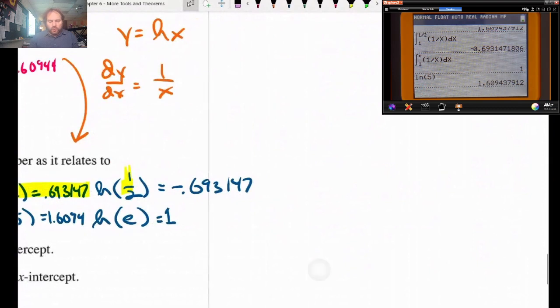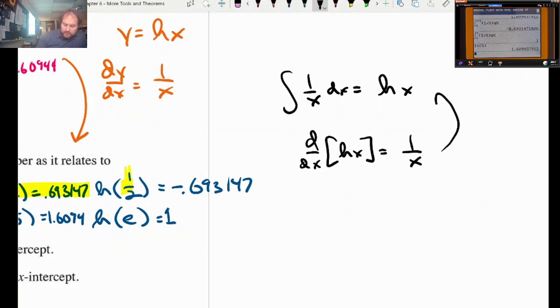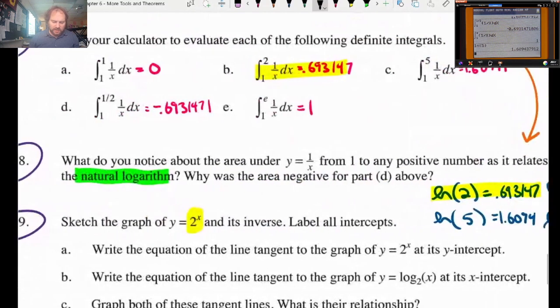What we're building towards in this problem is the idea that the integral of 1 over x dx is equal to the natural log of x, which is the next derivative that we're going to talk about tomorrow also, because it is true that the derivative of the natural log of x is equal to 1 over x. Technically, this has got a plus C, but yeah, there you go. Okay, anyway, I want you to see that ahead of time.